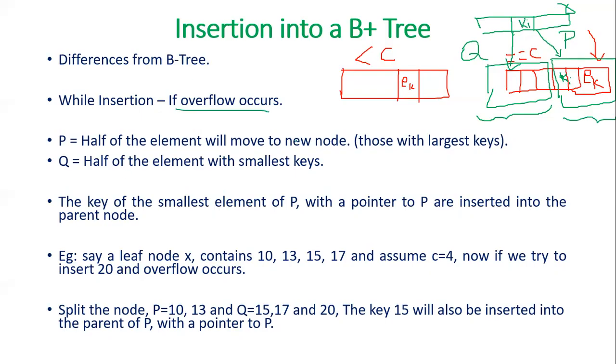If overflow occurs, then split the node into two. Okay, that is P and Q. P contains the elements with the largest keys, and Q contains the elements with the smallest keys. From P, the node which contains the elements with the largest keys, identify the smallest element and move it to the parent, and add a pointer in the parent in such a way that whatever is greater than or equal to that key will point to the node P, right? So let us see this with an example.